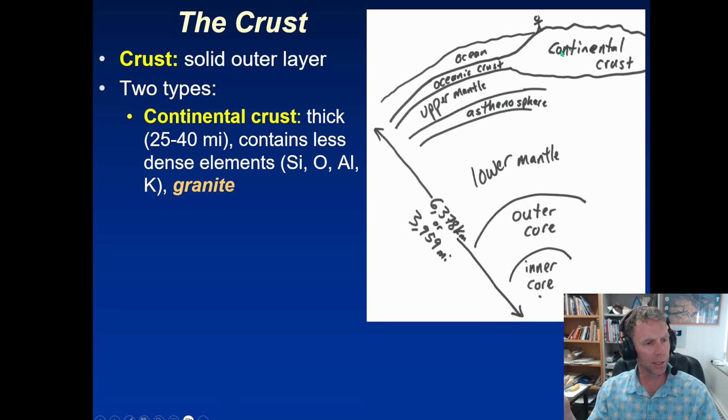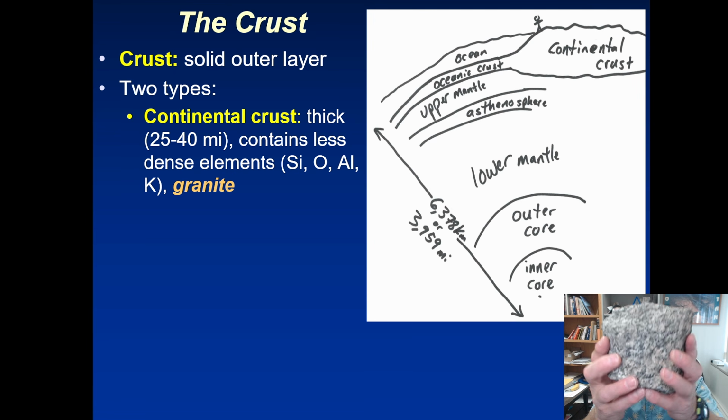That would be probably 35 to 60 or 70 kilometers thick. And this contains a lot of low density material. So a lot of silicon, oxygen, aluminum, potassium, sodium. And the main rock that makes up the continental crust is a rock that looks like this.